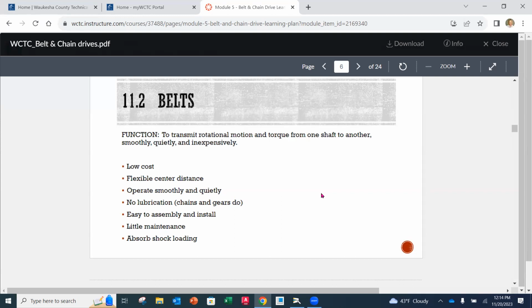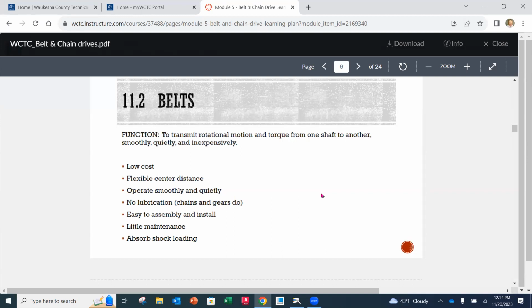They also operate smoothly and quietly by the nature of the materials that they're made of. Gears can sometimes be kind of loud because it's metal on metal coming around as those teeth engage and disengage. When we have belts, there isn't going to be any lubrication required. This is kind of huge. Chains and gears require lubrication so that over time they don't prematurely wear out, and it also dissipates heat from that metal to metal contact that occurs. Belts are different. They don't require that.